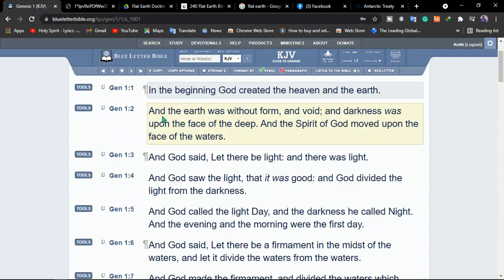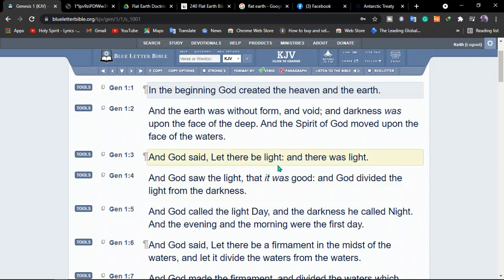These verses I'll show you, and I try to explain as much as I can. The earth was without form and void, and darkness was upon the face of the deep, and the Spirit of God moved upon the face of the waters. And God said, let there be light, and there was light.